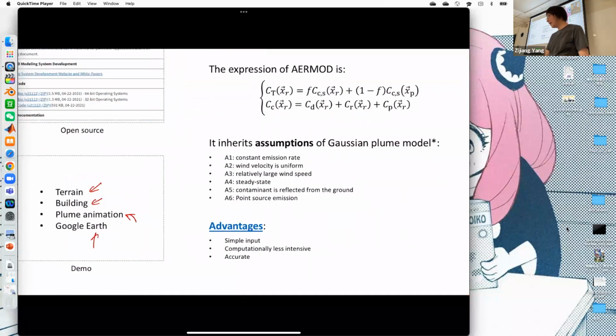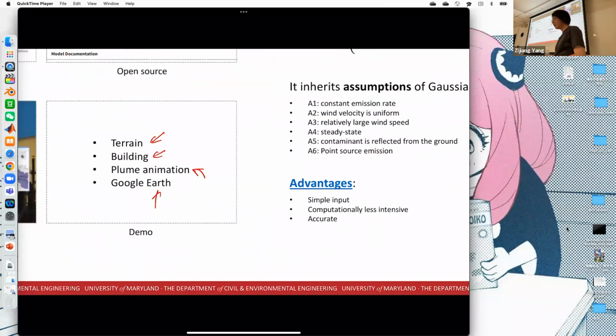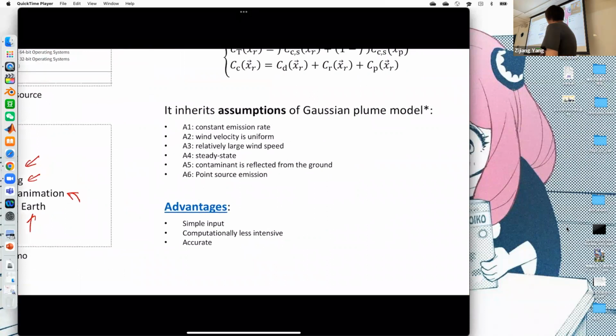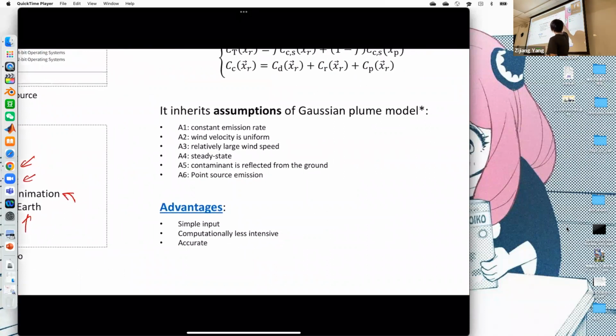And because AERMOD is based on the Gaussian plume model, the assumptions are pretty similar. I put a star here because it has some extra assumptions, but in general, the assumptions of AERMOD inherit from the assumptions of the Gaussian plume model.